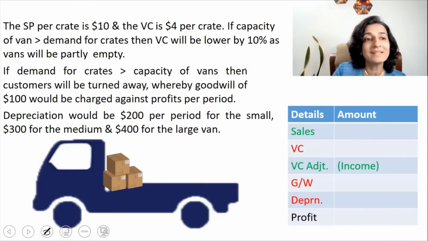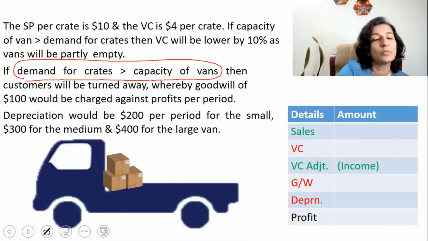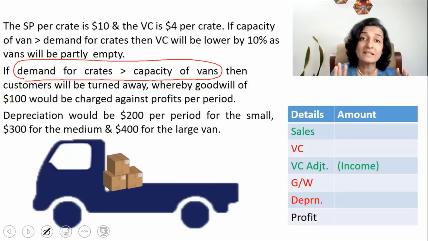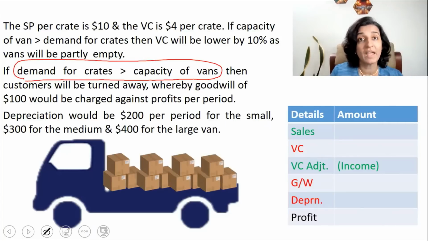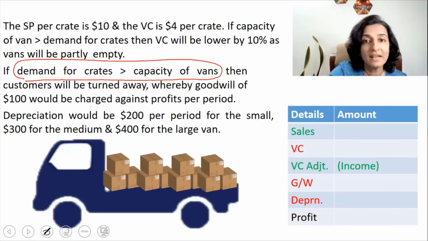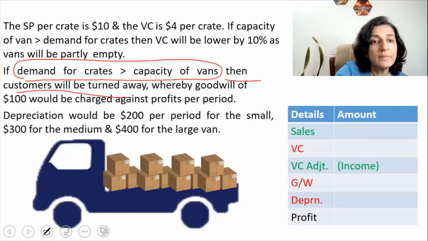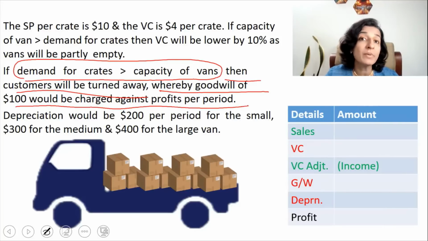Now going back to the question, if the demand for crates is greater than the capacity of vans, just the reverse. That is, already the van is full and the demand is again increasing, which means that more and more customers are again coming to you, which means that you will have to say no to certain customers, right? So if you turn away the customers, then they have said, then the customers will be turned away, whereby goodwill of $100 would be charged against the profits per period.